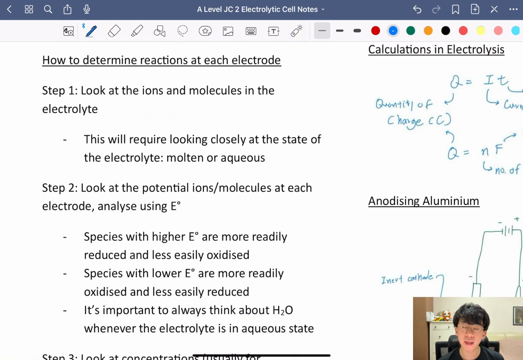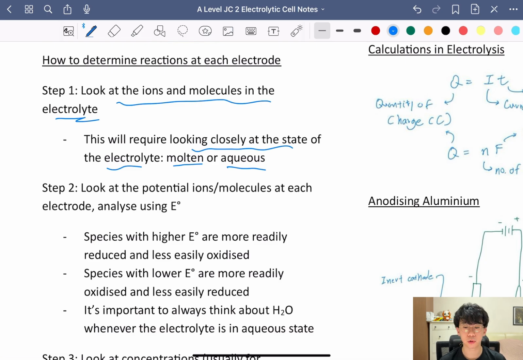Now, how do I determine the different reactions that happen at each electrode? Well, you can follow these series of steps, and by following this, you will definitely understand what is happening within the whole electrolytic cell and be able to answer your questions more efficiently. Step 1, you're going to look at the ions and molecules in the electrolyte. So you need to look closely at the state of the electrolyte, whether it's molten or aqueous.